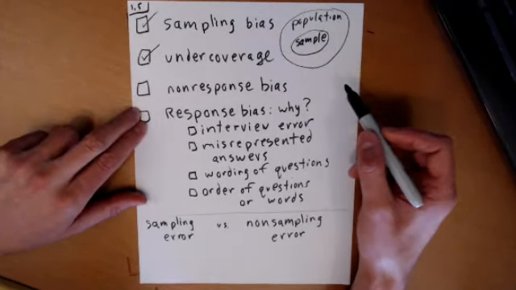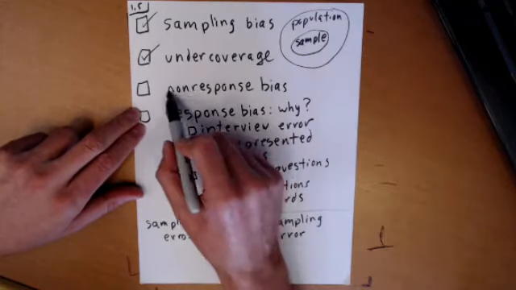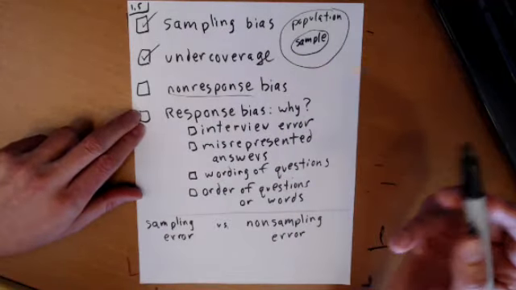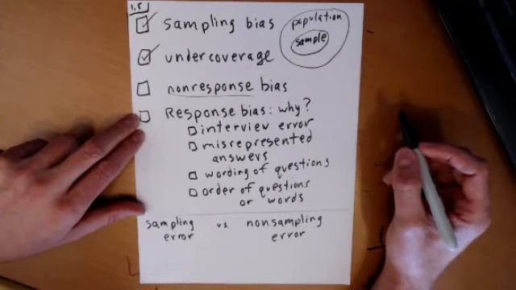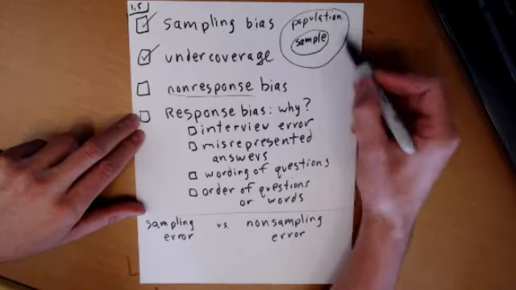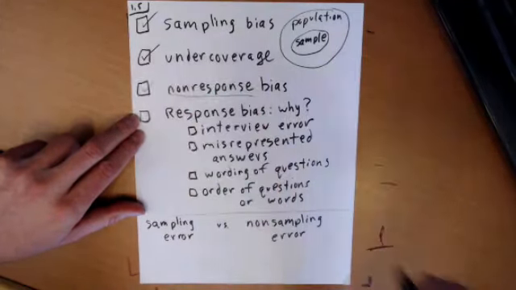So we always need to be concerned about who is it that does not respond to our questionnaire. Who is in this non-response bias? Who in the population are we not accounting for?